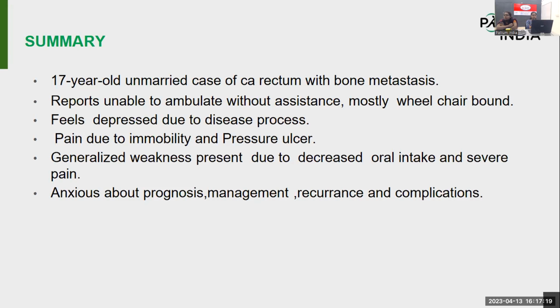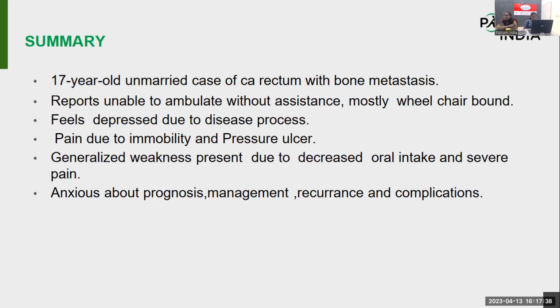Sometimes other organs, like lung mets and that kind of thing. In the CT scan, it is already defined that liver mets are also there. So in these situations we won't suggest interventional procedures like colostomy.